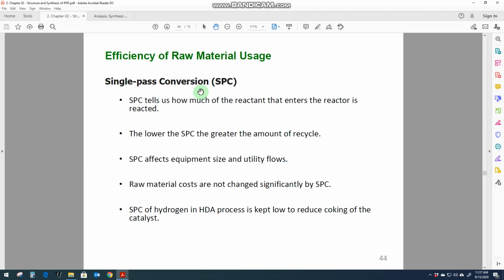Now let us see what a single pass conversion is. Single pass conversion tells us how much of the reactant entering the reactor is reacted in the reactor. The lower the single pass conversion, the greater the amount of recycle. If the single pass conversion is low, then obviously we have to use a better recycle structure, and because we cannot waste any raw material or feed, we have to optimize the recycle structure of the process.